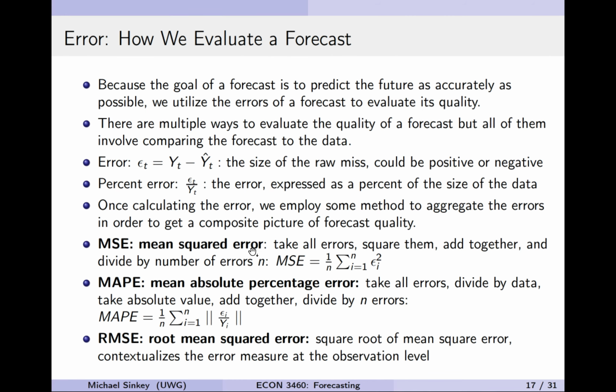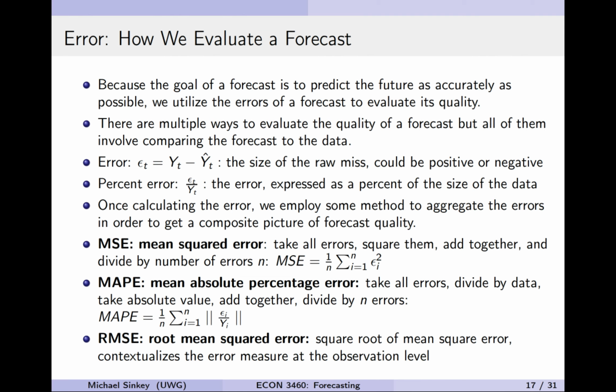But we can evaluate the quality of the forecast with what's called error. And the goal of the forecast is to predict the future as accurately as possible. So we're going to utilize the errors of a forecast to evaluate its quality. Now, there are multiple ways to evaluate the quality of a forecast, but all of them involve comparing the forecast to the data. We're going to define the errors to be epsilon. Epsilon is the data minus the forecast. So it's the size of the raw miss. This could be positive, it could be negative.